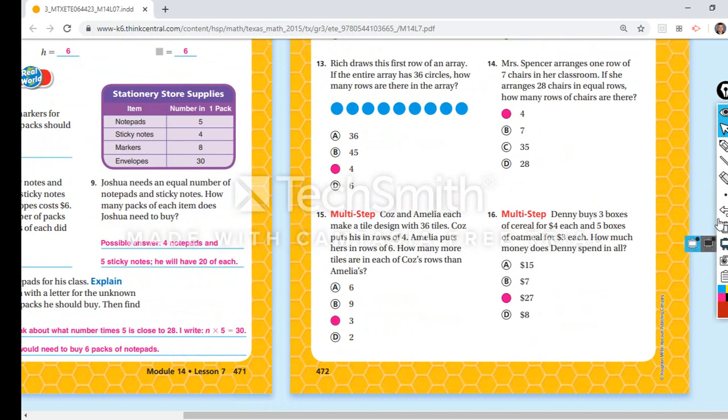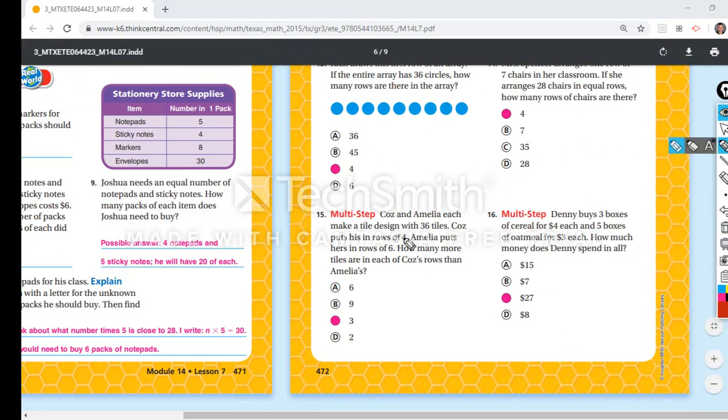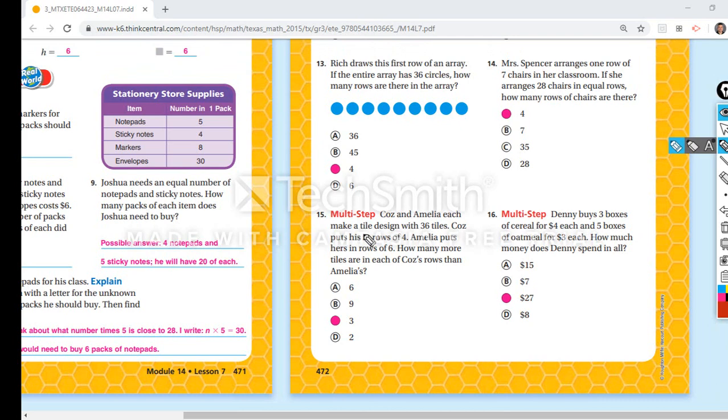The last two. Cause and Amelia each make a tile design with 36 tiles. Both of them have 36. Cause puts his in rows of 4, so 36 divided by 4 equals 9. Amelia puts hers in rows of 6, so I do 36 divided by 6 equals 6. How many more tiles are in each of Cause's rows than Amelia's? So I would have to subtract these two numbers, and I get 3.